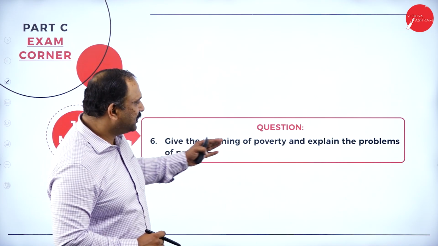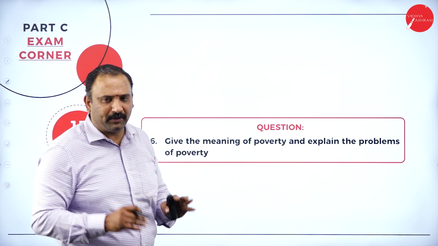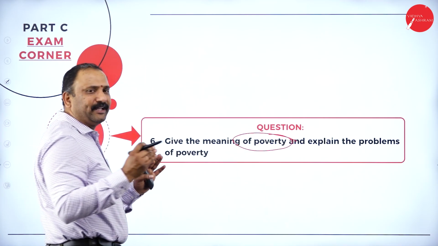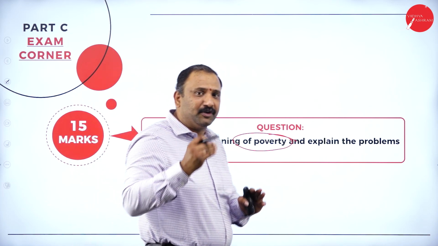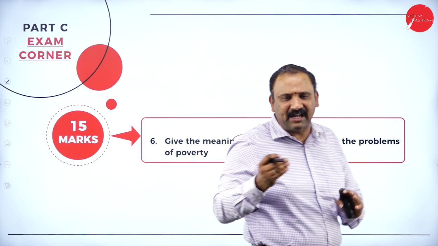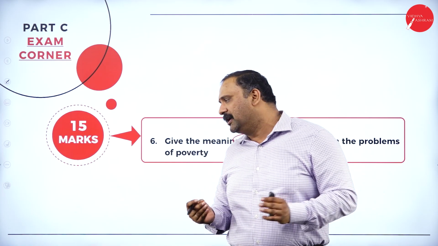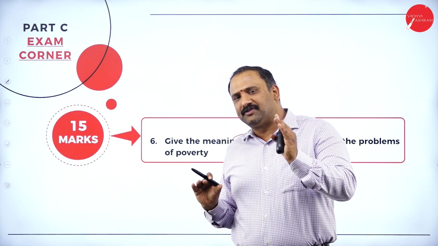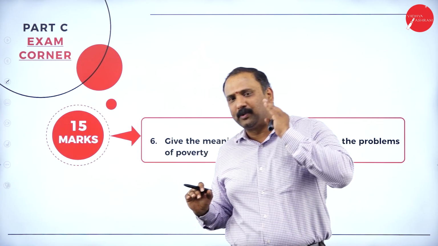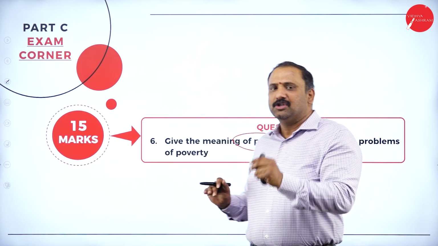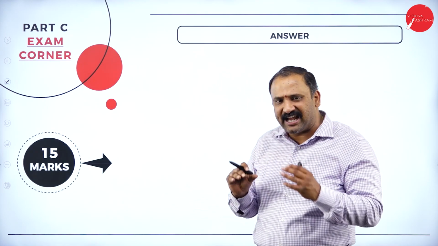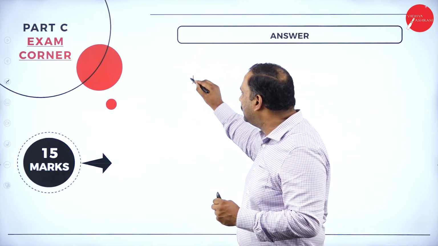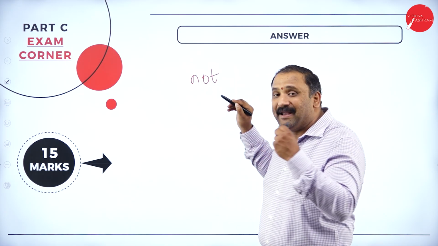Followed by, give the meaning of poverty and explain the problems of poverty. Now, again, if you look here, this is a very, very generic question. Poverty is something that you have been visualizing and are able to understand when we are talking about the Indian economy. Poverty is something that we know about. Why? Because of the amount of suffering that India has gone through right from the time of the British till now. So poverty is basically a state, a situation where a human being is not able to meet the basic needs.